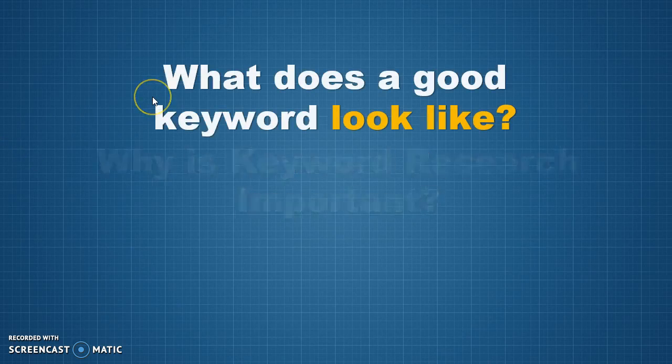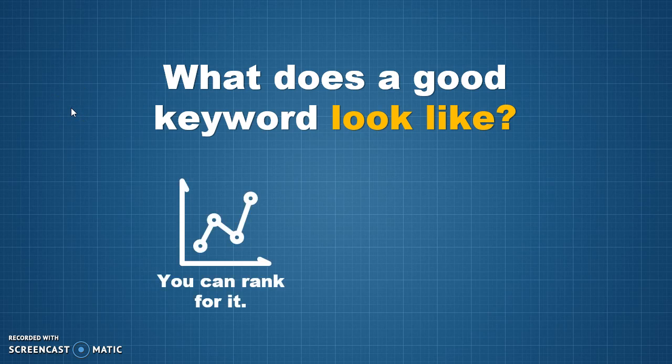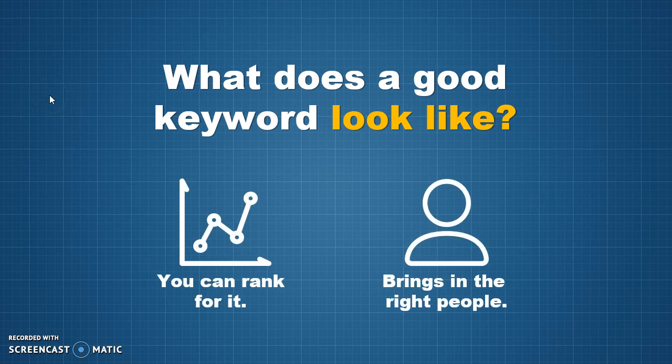So the first question here is, what does a good keyword look like? If you go research keyword research on the internet, you'll find a whole bunch of information, and a lot of it can be pretty complicated. There are lots of courses out there. The way I want you to think about it is as simple as possible. So I'm going to break this down into two basic requirements for what makes a good keyword. And this is going to change what you're looking for, and it might even change by site. But basically, what makes a good keyword is, first of all, you can rank for it. And second of all, it brings in the right people.